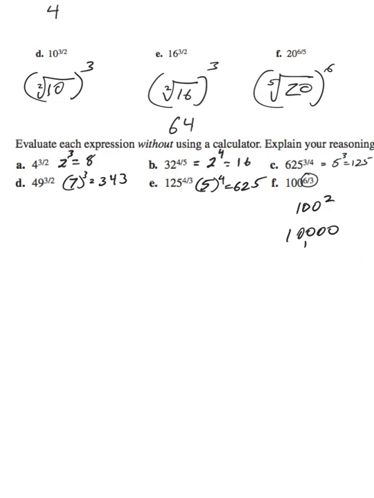So these are your answers. D: square root of 49 to the third power, which is 7 to the third. With E, you got the cube root of 125, which is 5, to the fourth power is 625. And similar to C, correct? With F, again, 6 over 3 is the same as 2.